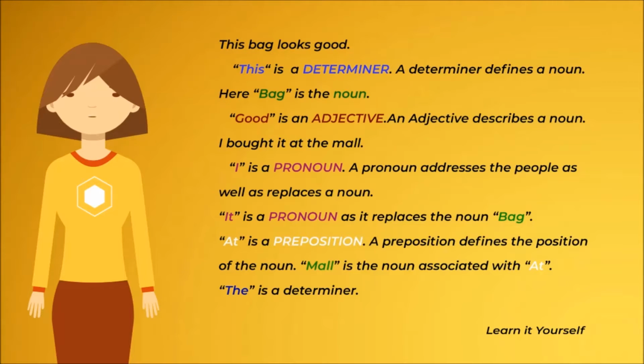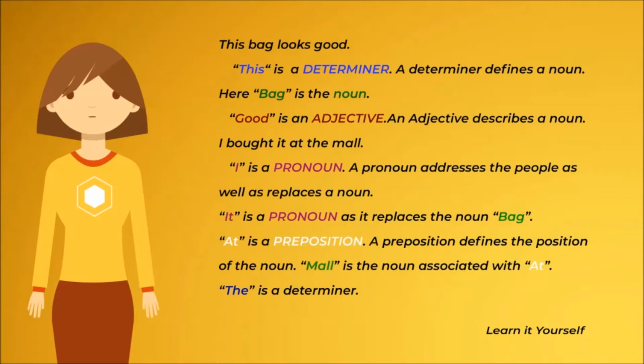This bag looks good. This is a determiner. A determiner defines a noun, and determiners usually come before a noun. Here, bag is the noun, and this comes before the bag, and this is a determiner. Good is an adjective. An adjective describes the noun. Here, it describes the noun bag.